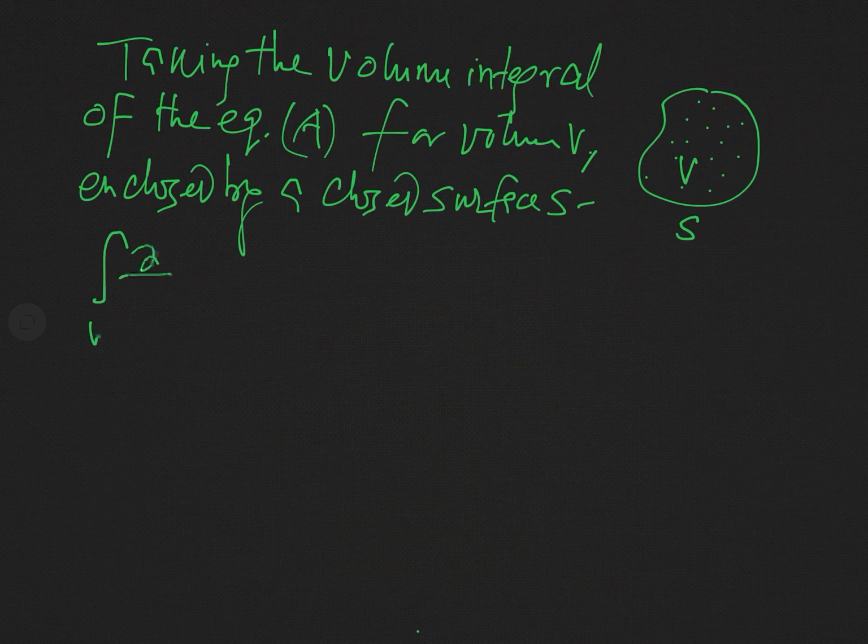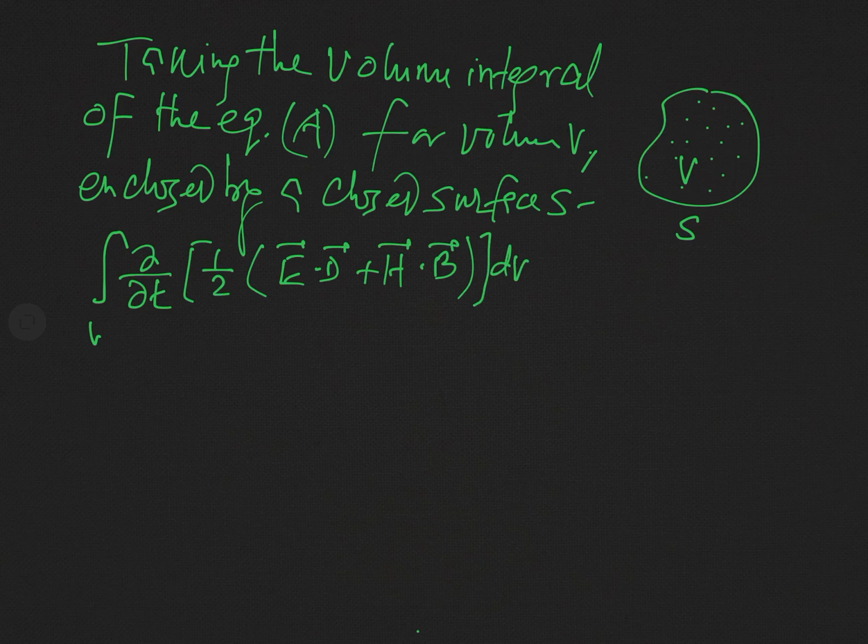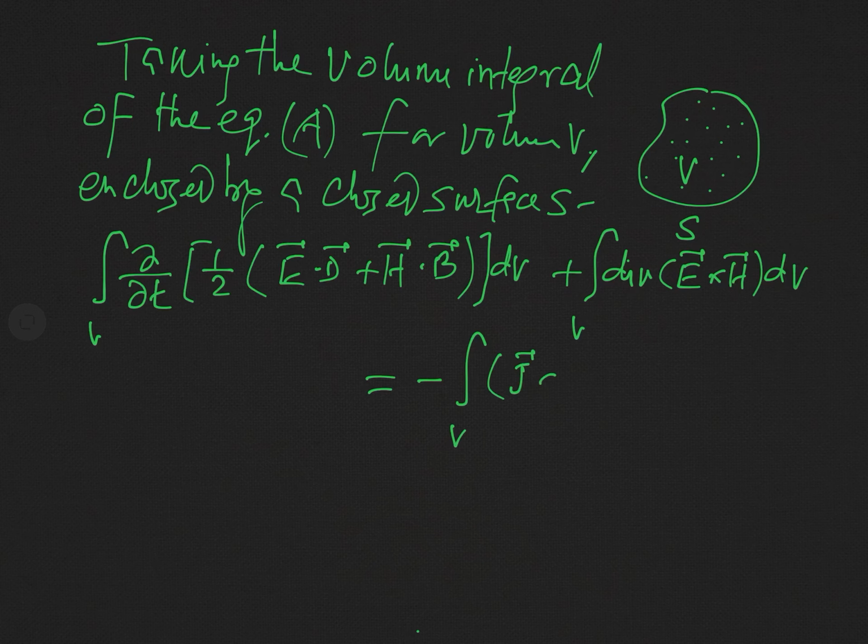So what will be our result? You can see this will be integral over V of del/del t of 1 over 2 (E dot D plus H dot B) dV, and plus integral over V of divergence of E cross H dV, and this is equal to minus integral over V of J dot E dV.